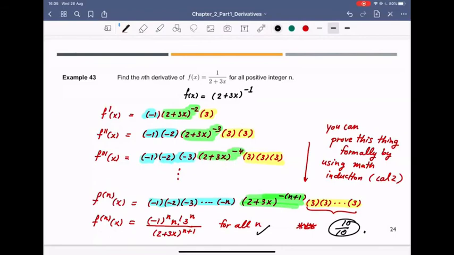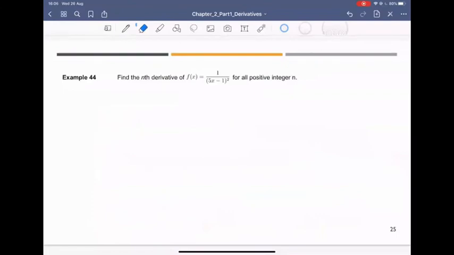Make sense? This is a candidate for the midterm exam. Usually when we ask you for the higher order derivative, we ask you to do this. So you should be able to do something like this. Make sense? So we're going to practice one more, example 44. Make sure you can do this. So let's do example 44.